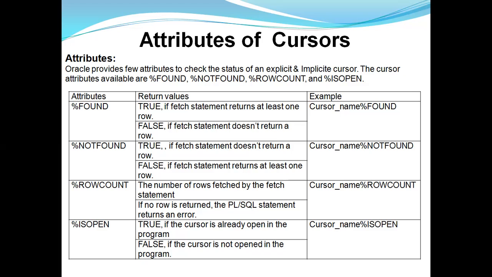Not found will be true if the fetch is unsuccessful, or if it retrieves the last record twice. Simple, as we know that as soon as you fetch the first, the second becomes the current row. After the second, the third becomes the current row. After that, the last will remain the current row. But if the last is retrieved more than once, not found will be true. Row count returns the number of records fetched from the cursor. Is open will be true if your cursor is open. So remember these four things: found, not found, row count, is open.